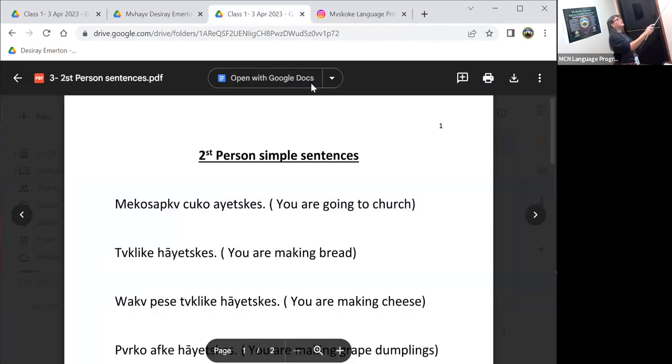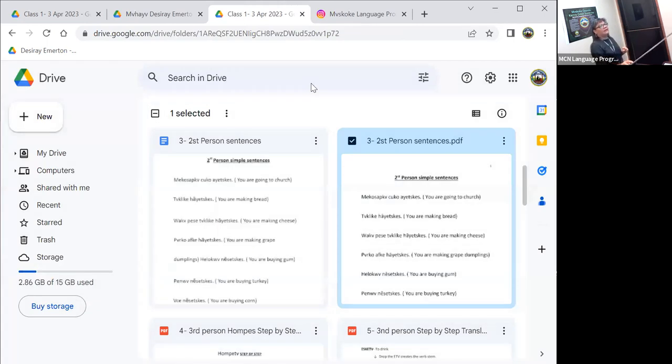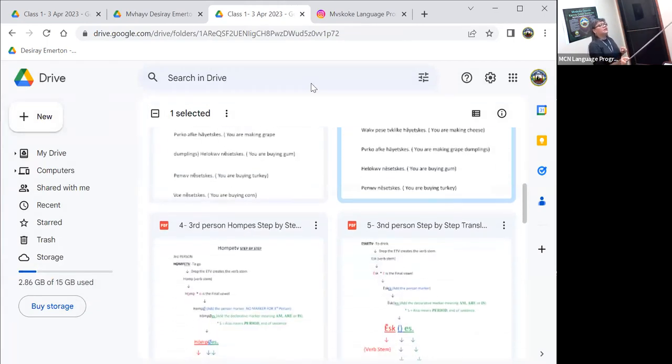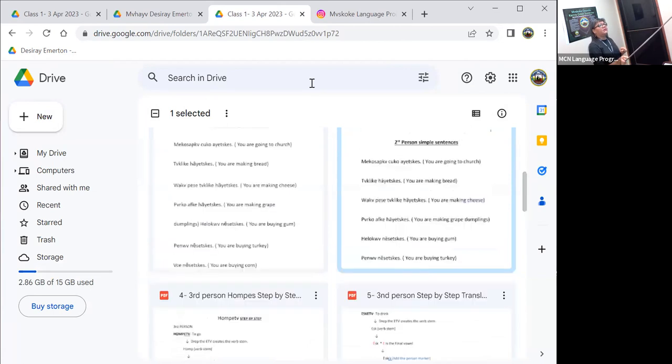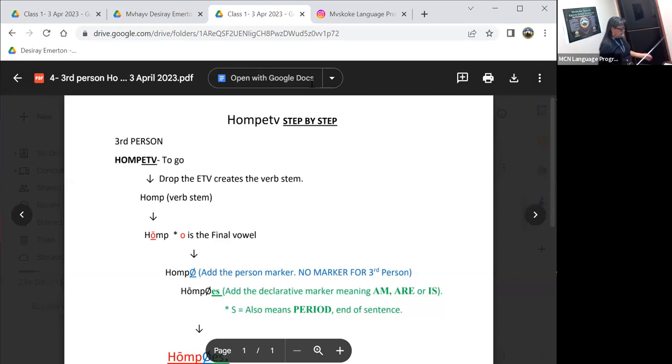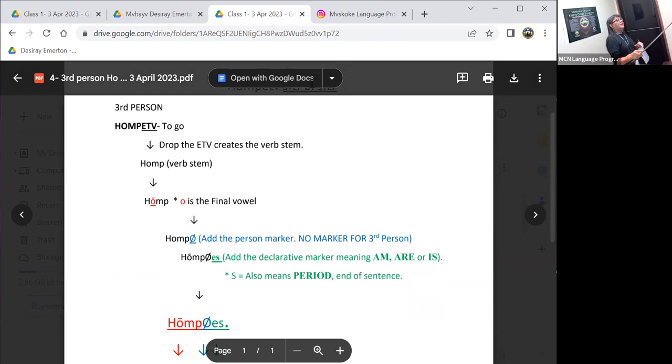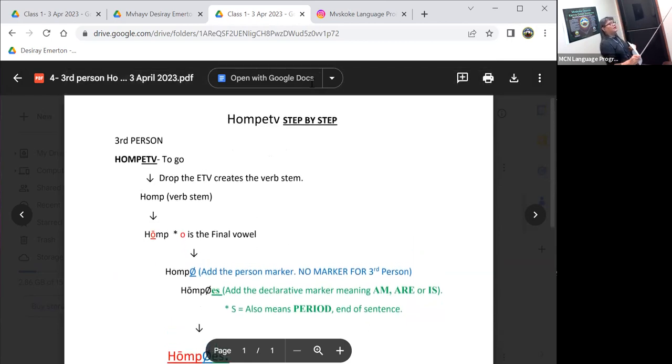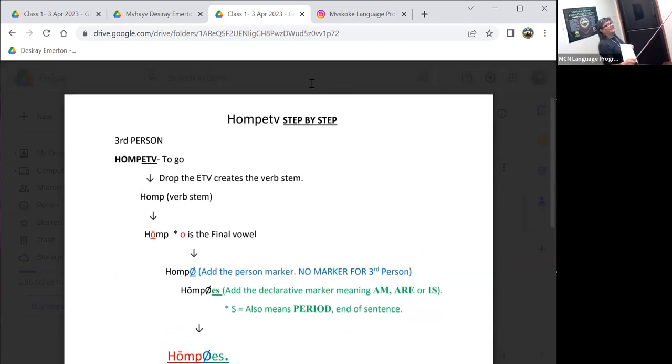All right, let's see. Second person. So now that we've seen second person, and we've seen the sentences for second person, we are going to the third person. All right, let's get our notes out, third person. And see, okay, humbada, to go. Wait. Humbada is to eat. Sorry, I must have mistyped it. Humbada, to eat. So just put that out and put eat.